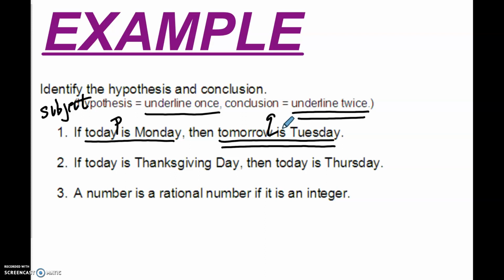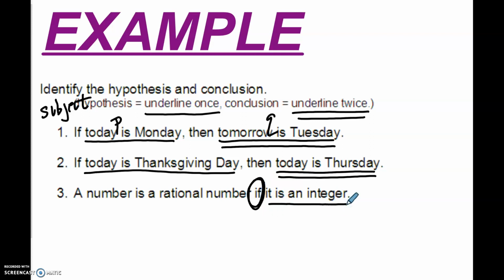In the second sentence, if today is Thanksgiving, then today is Thursday. Today is Thanksgiving is your P, and today is Thursday is your Q. A number is a rational number if it is an integer. Do you see how if is right here? So it is an integer is your subject, and it is a rational number is going to be your predicate. So be careful, sometimes they will reverse the order on those.